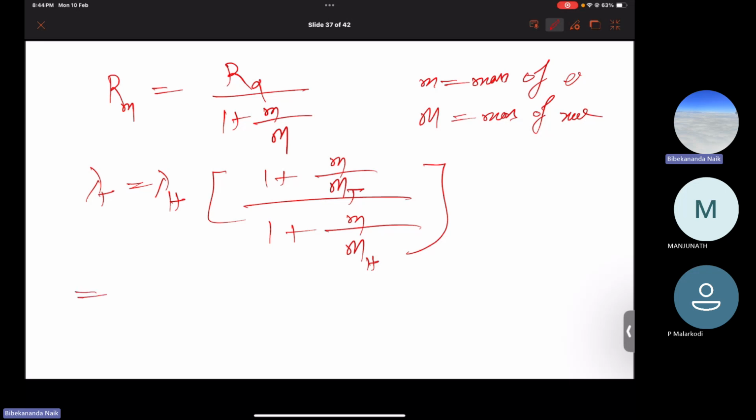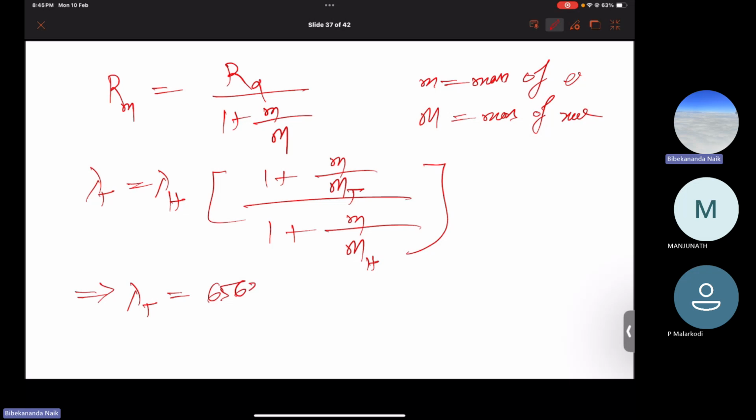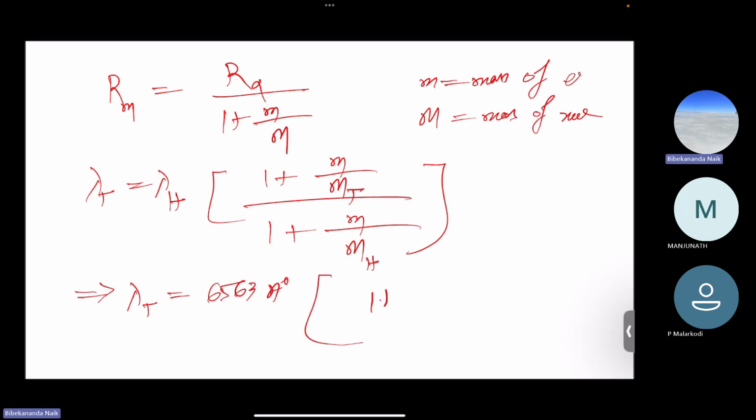So if you calculate, we know the wavelength for hydrogen is given to us. It is 6563 angstrom. Then, if we talk about the relative mass or the comparison of mass of electron and proton, we know proton is 1836 times heavier than the mass of electron, and here we can assume that the mass of proton and mass of neutron are both equal. So for the tritium case, there are 2 neutrons and 1 proton, so it will be 3 into 1836, divided by 1 plus 1 by 1836.